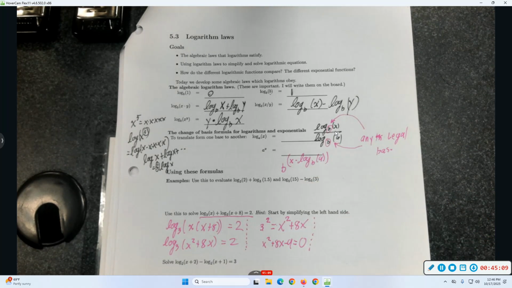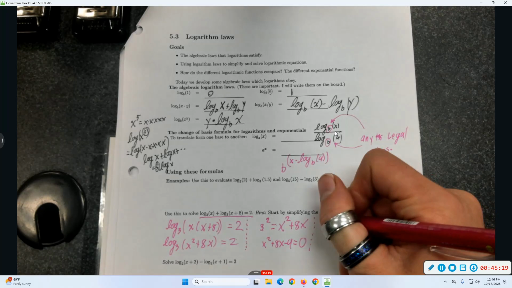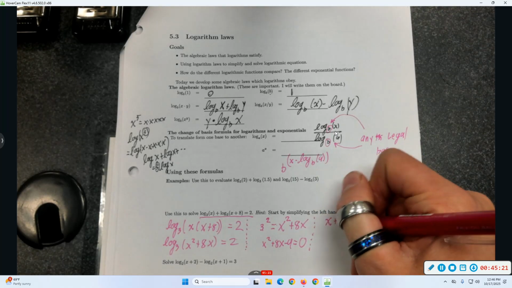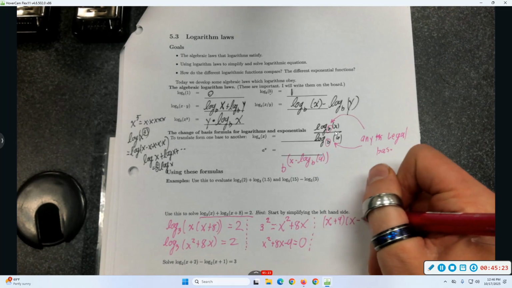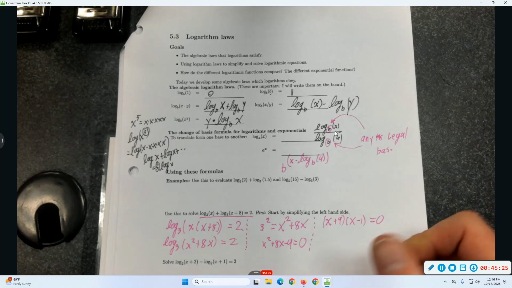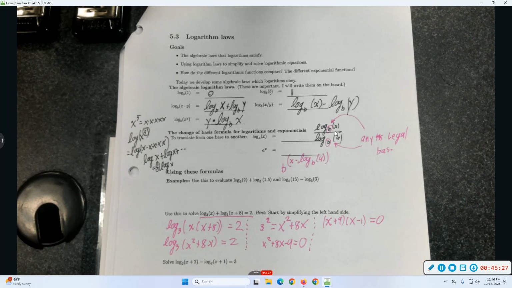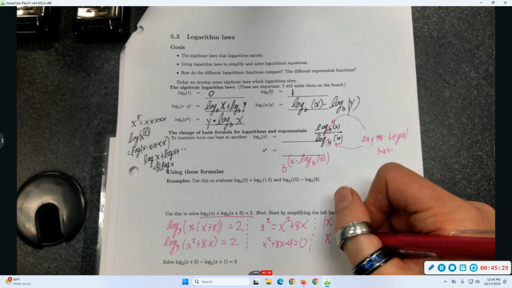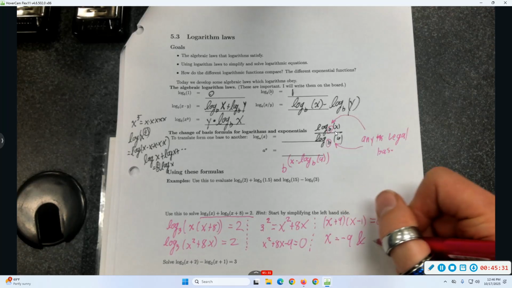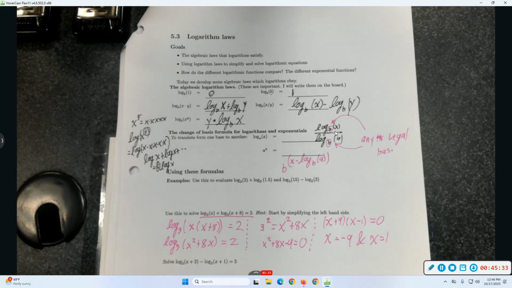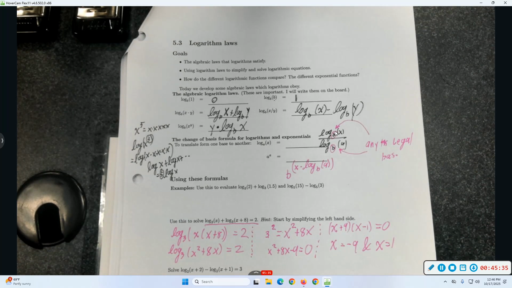Let's see, that's like a quadratic equation. Does it factor? Yeah. Cool. What are the factors? Positive 9 minus 1. By which you mean x plus 9 and x minus 1. And that's set equal to 0. Cool. So what are the solutions? x equals -9 and x equals 1. Nice. And it turns out that's incorrect.